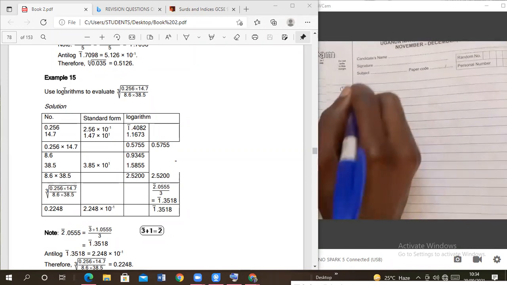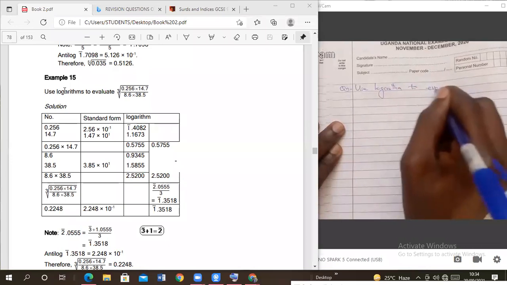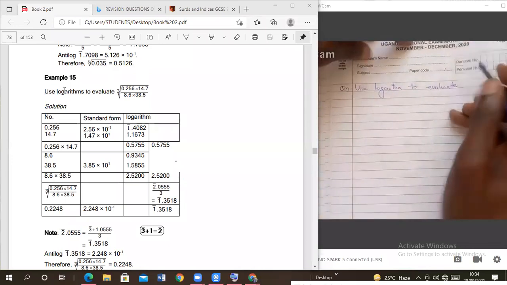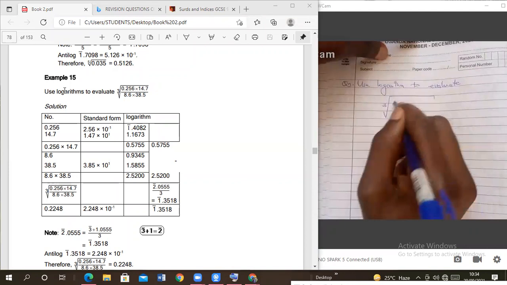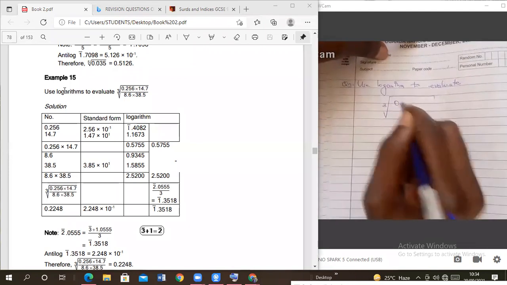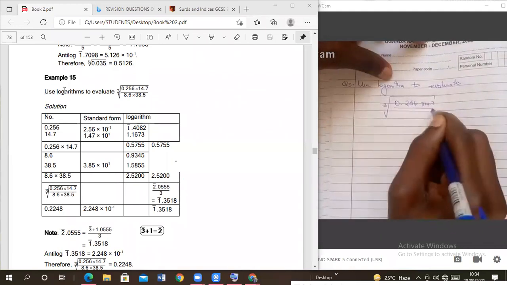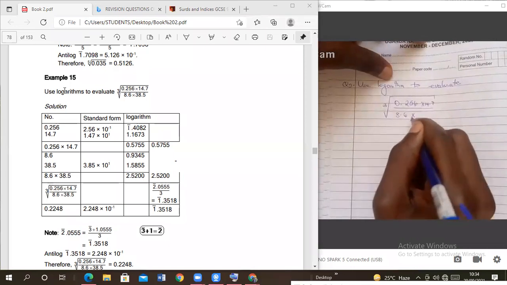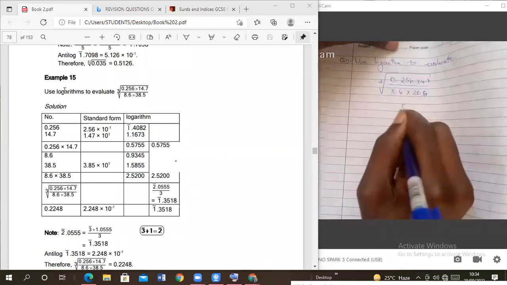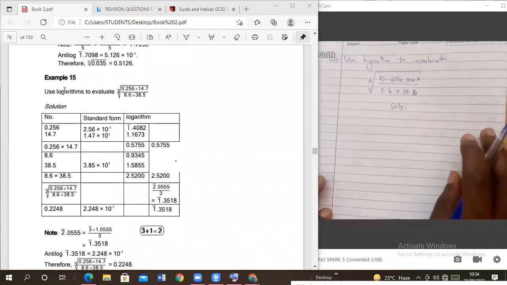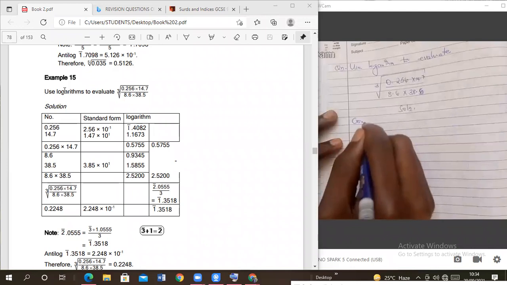The question is saying, use logarithm to evaluate. They've given us the cube root of 0.256 times 14.7 over 8.6 times 38.5. Sorry, 0.5. Solution. Members, this one now has been combined. This is a combined operation.